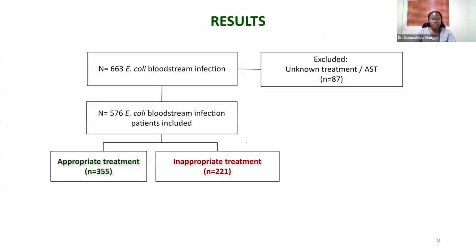After applying the case definition, we had 663 E. coli bloodstream infections that were identified. We then excluded a further 87. After that, a total of 576 patients with E. coli bloodstream infections were included in the study, with 355 patients receiving appropriate treatment and 221 receiving inappropriate treatment.